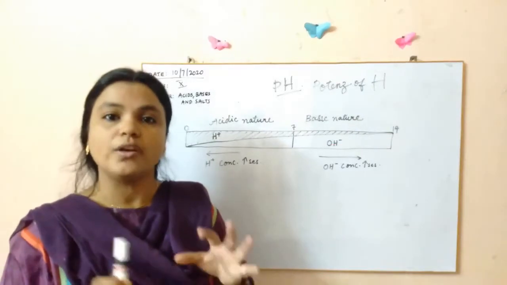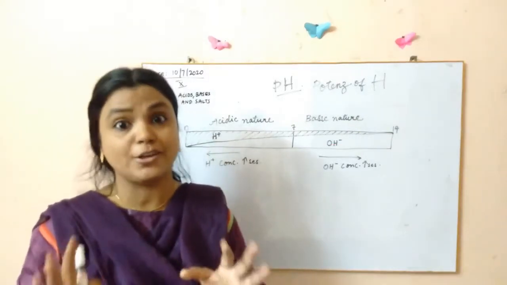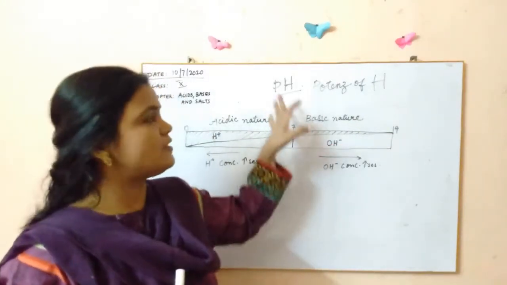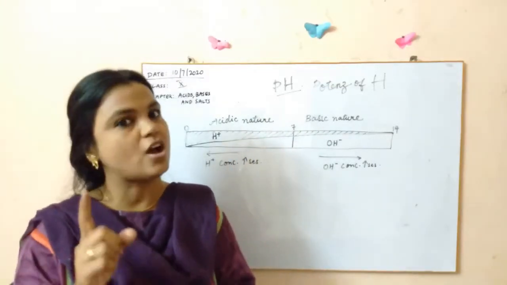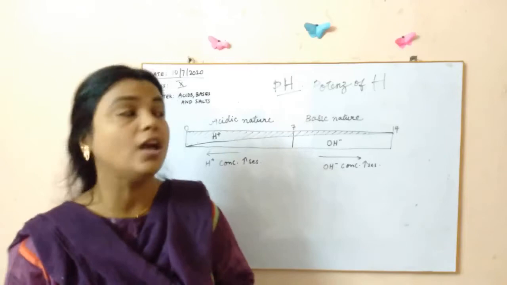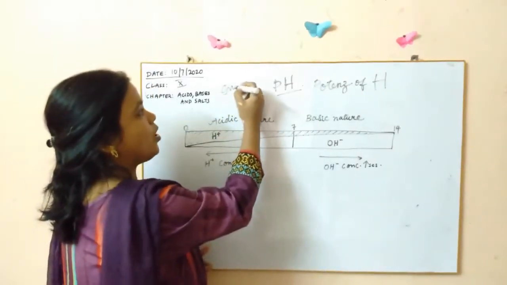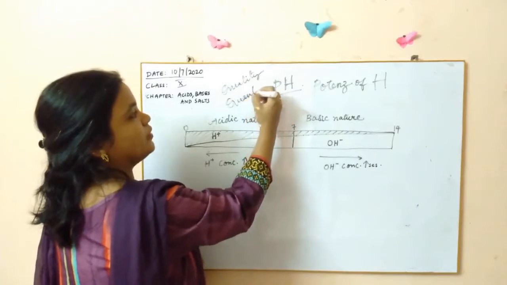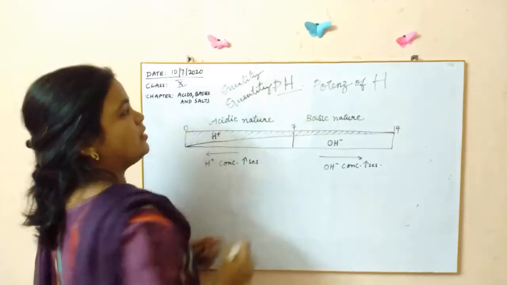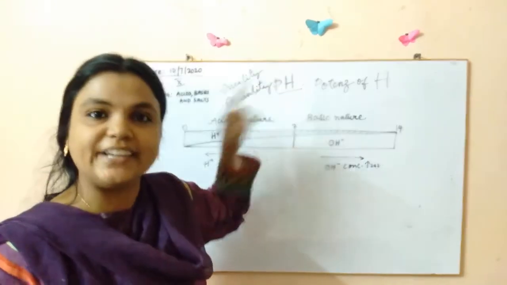So we all know that all acids contain hydrogen in common, right? So this pH is nothing but the quantitative measure. It is not the qualitative measure, children. Hope you know the difference between quality and quantity. So it is a quantitative measure.